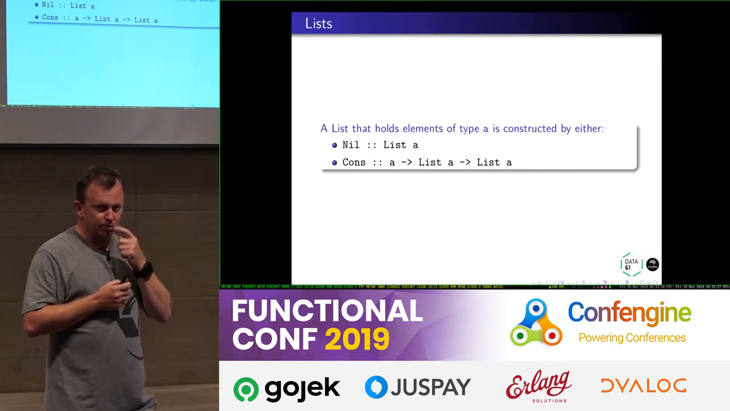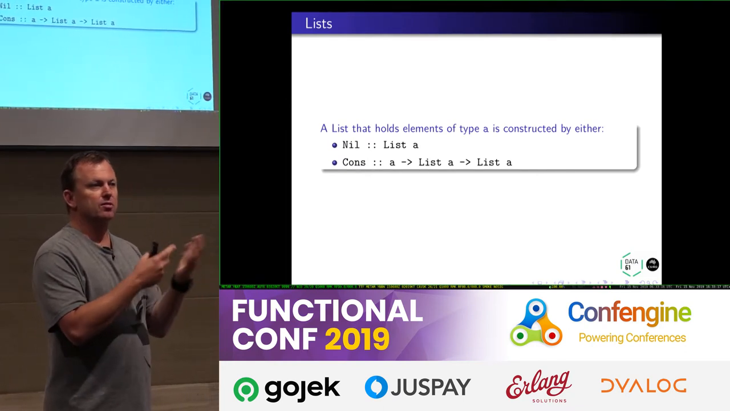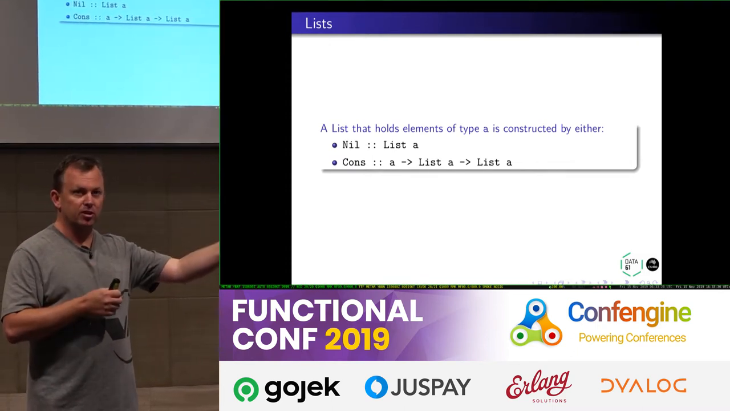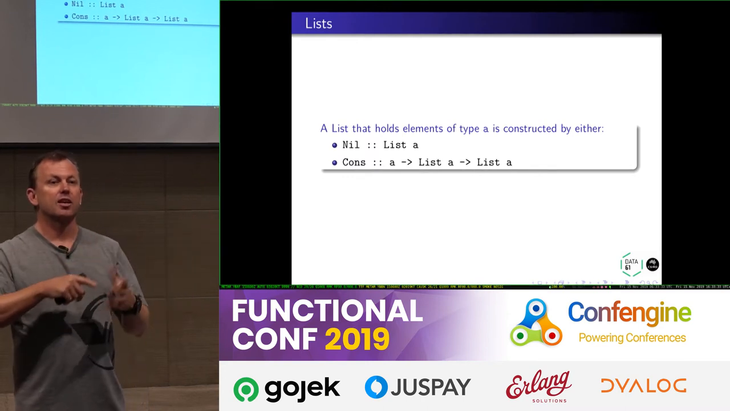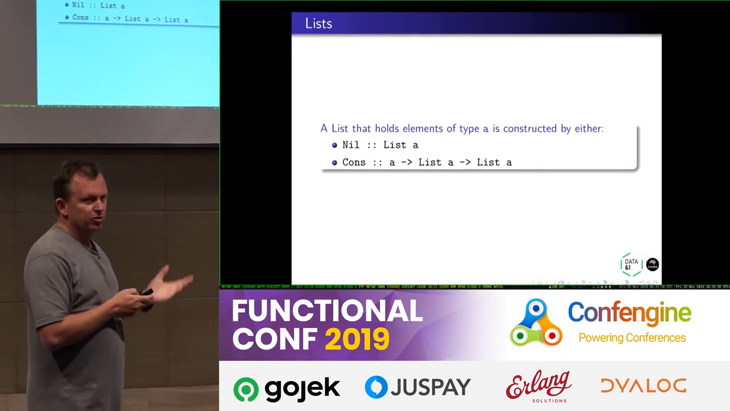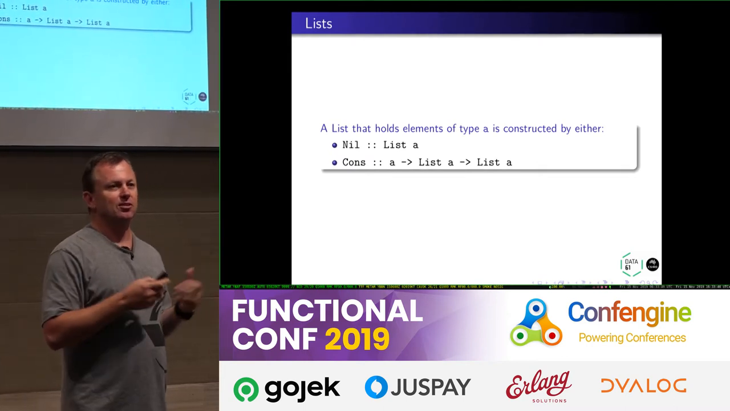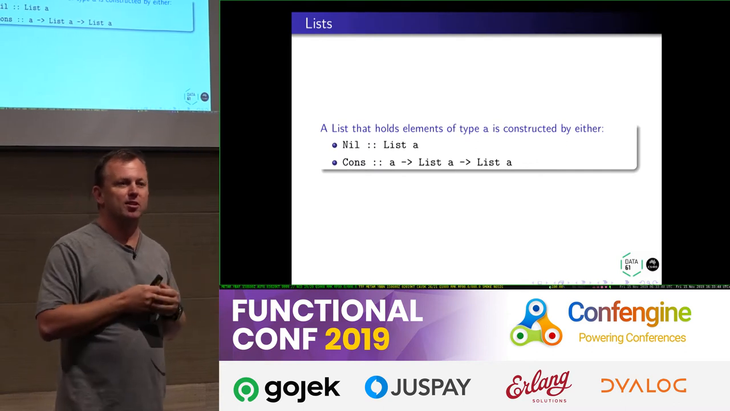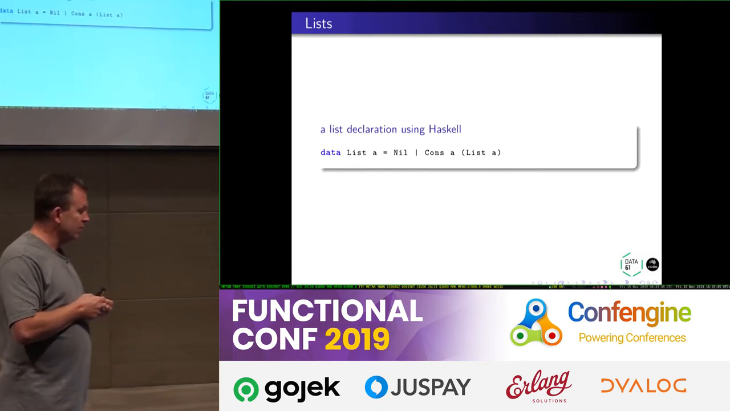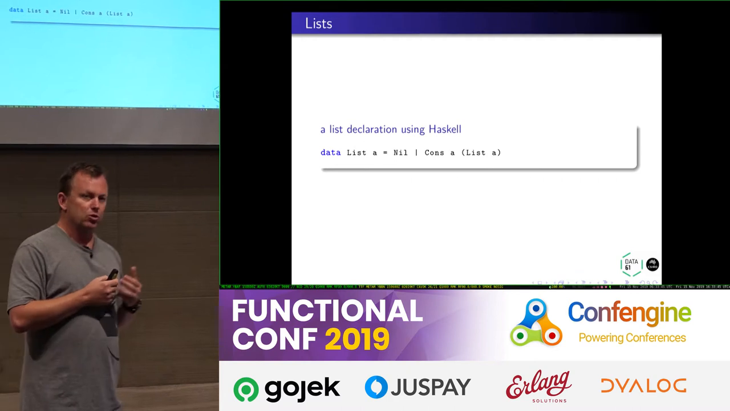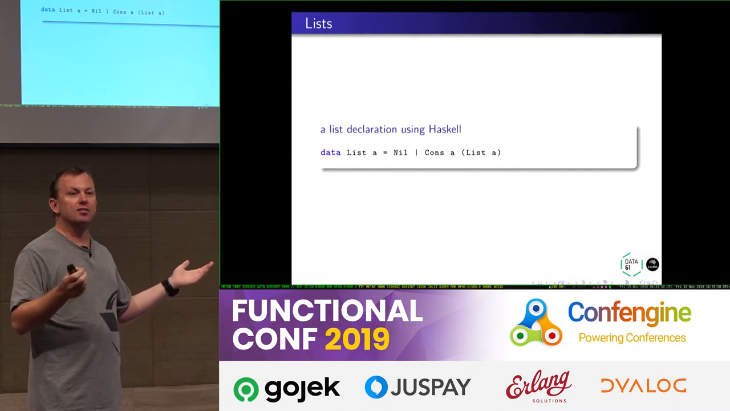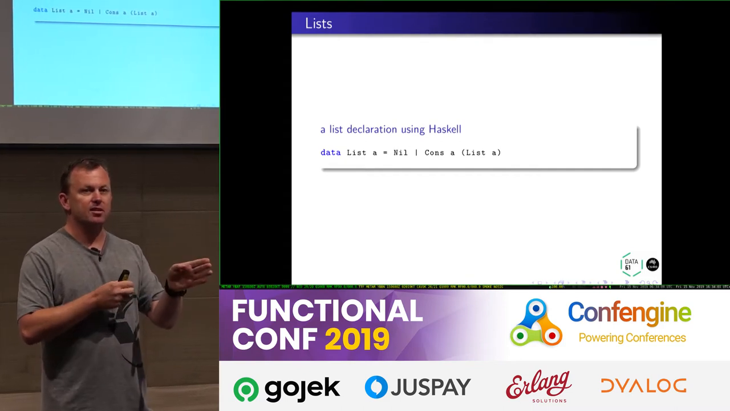So this is the Haskell signature for them. We say that nil is just a list of elements A, it's the empty list, and cons takes an A, the first element, and then a list, the rest of the list, and it makes a new list. The word cons, by the way, goes back to the 1950s. So we tend not to make up new words when they're that well established. Here's the Haskell source code. What this says is we're declaring a data type called list, carrying elements of type A. It's made with nil, that has nothing, or with cons, that has an A, and another list of A.